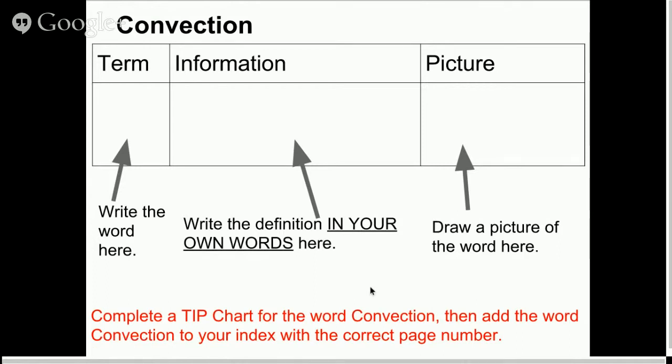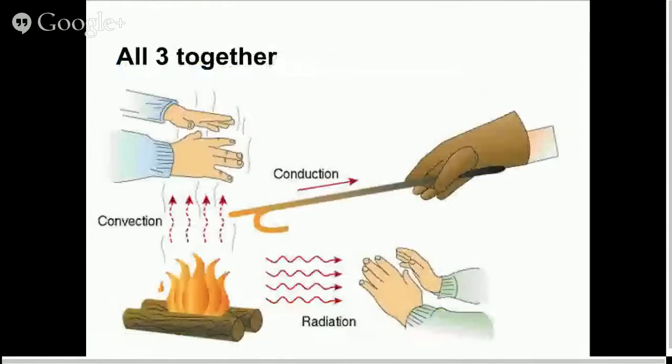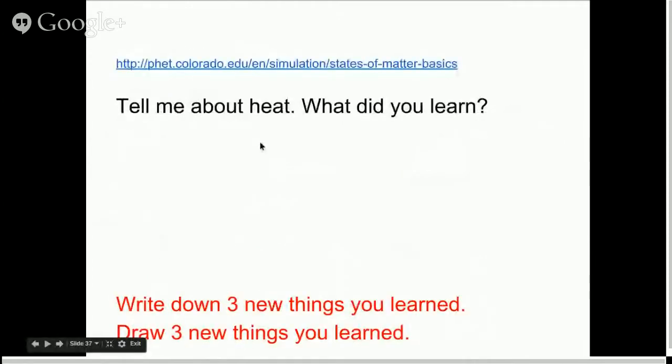That is pretty much it for this video. There are 3 ways that heat transfers, and we learned a lot about heat. Please tell me about heat. What did you learn? You need to write 3 things down and draw 3 things. So a total of 6 things. Write 3, draw 3. Go ahead and pause it, and that's the end of this video. I'll see you next time.